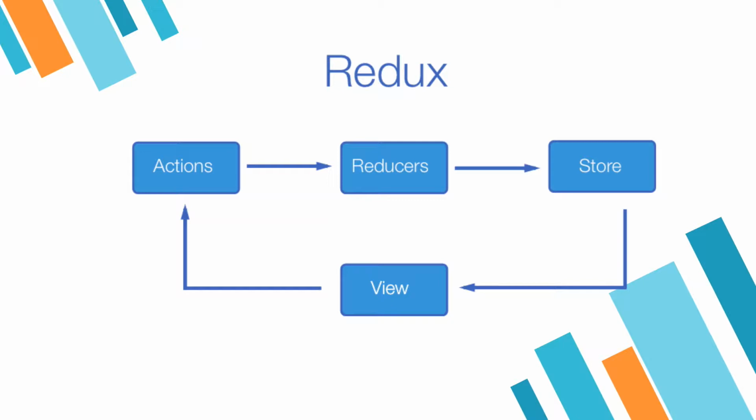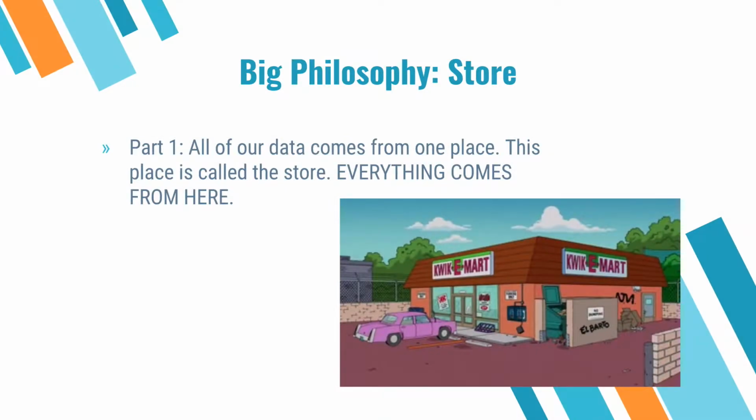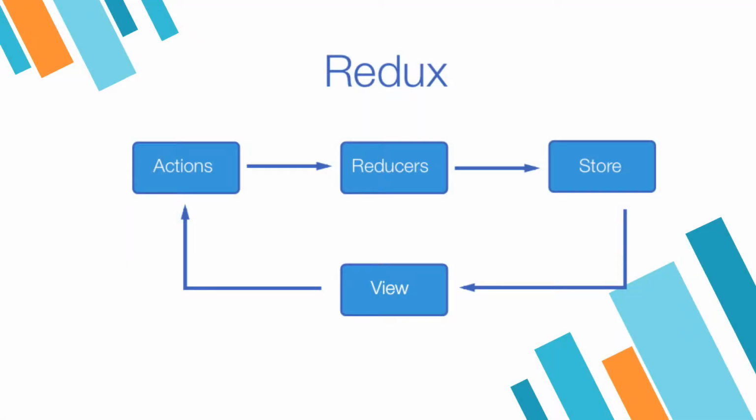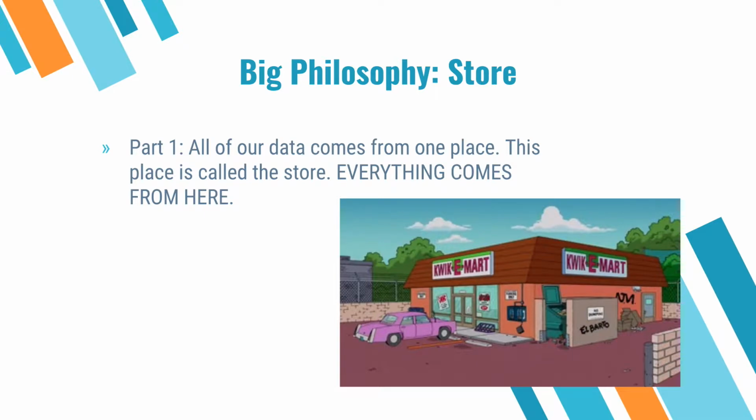So actions, reducers, store. The view is just referring to everything that you've done so far already. So this is your web page or your app that has buttons and stuff on it. So these three pillars of Redux: actions, reducers, and store. I'll start with the store. So I'm going to continue to use my Simpsons cartoons. I don't know if anyone here watches The Simpsons. It's too old for most people, but I'm old. So store is where all of our data comes from. It's the single source of truth for the application.